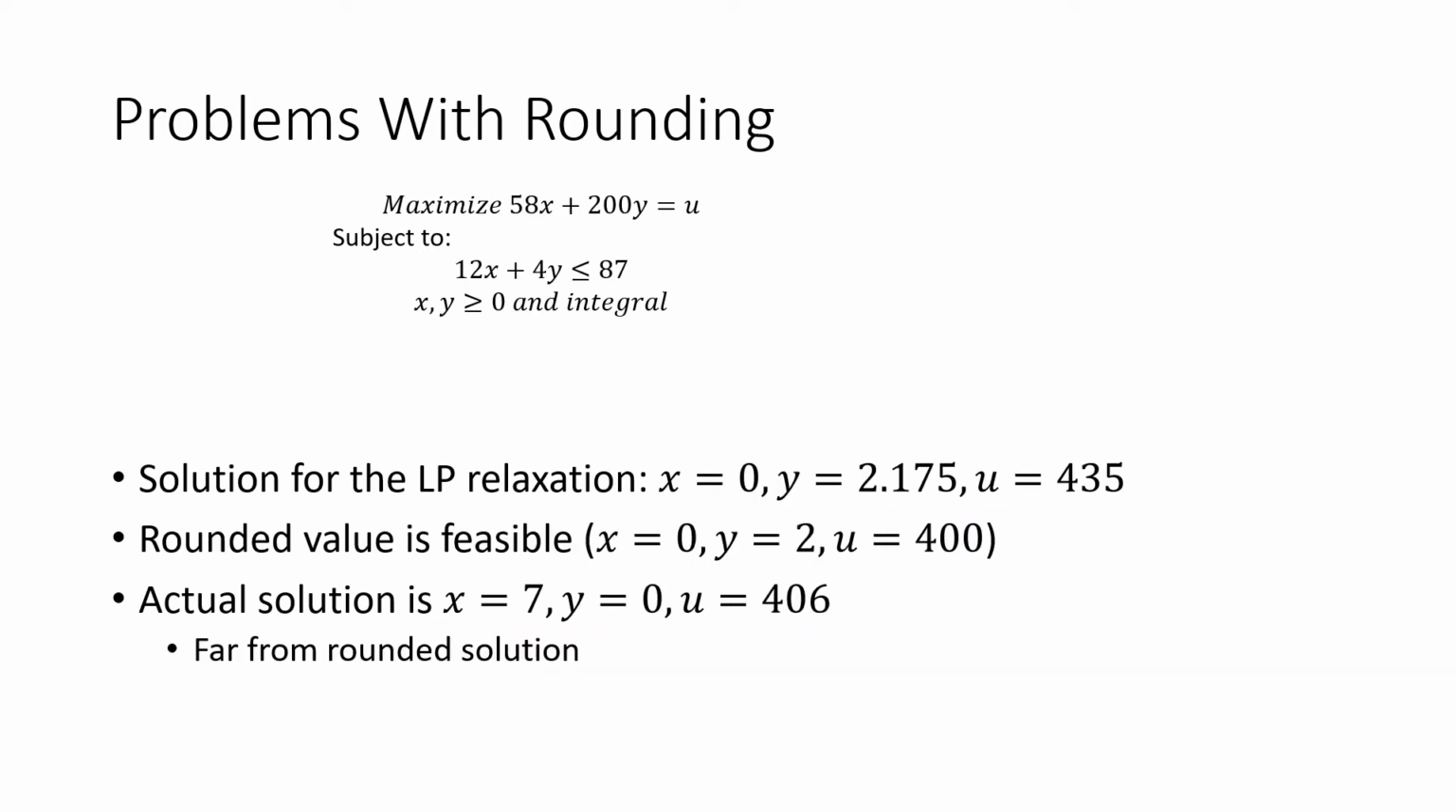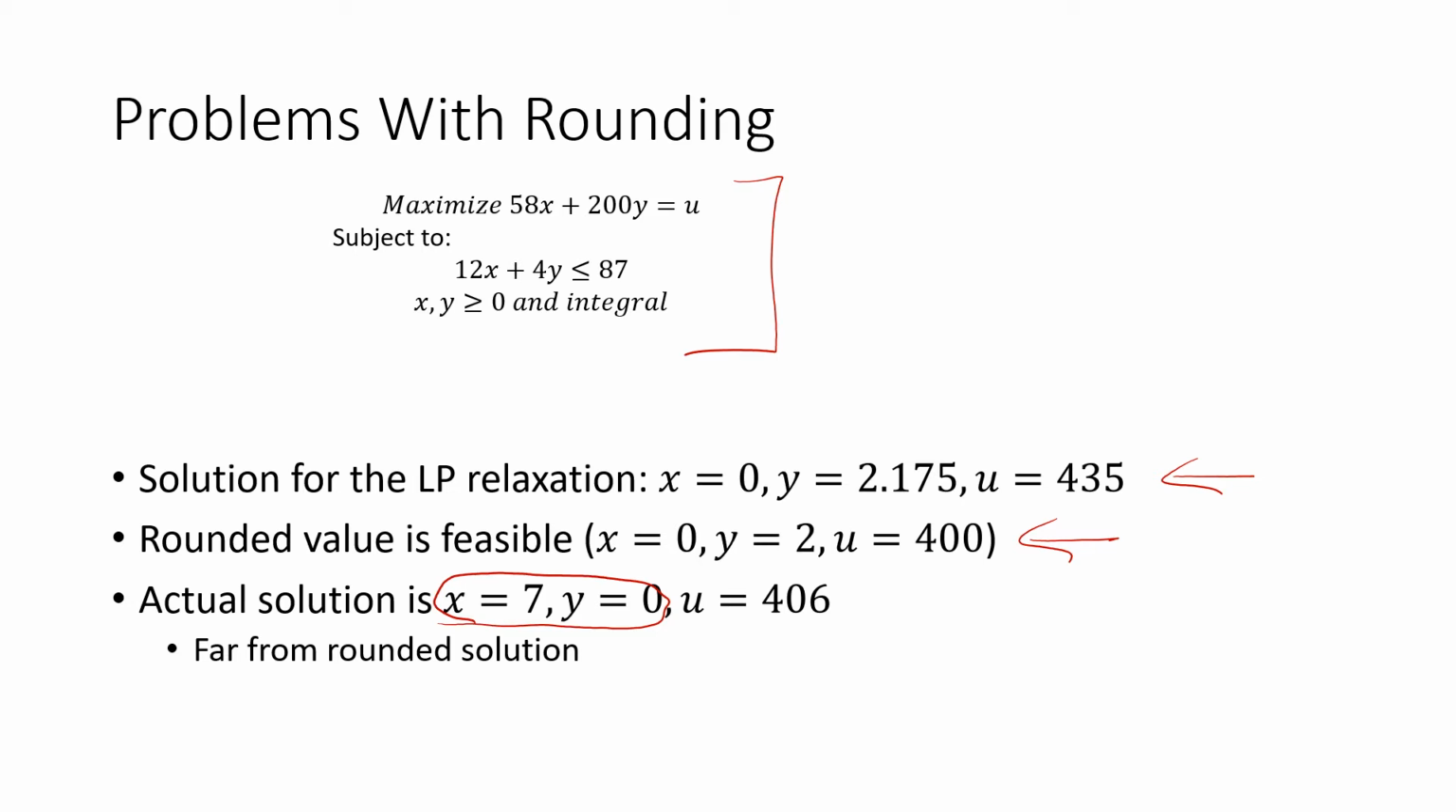Here's another rounding one. So you can see a linear program here. The one we just saw a minute ago, well, when we rounded it, it wasn't quite the solution, but the solution wasn't very far away from it. Here, if you solve this one with the LP relaxation, there's a solution you get. You round it, you're going to get x equals 0, y equals 2. The actual optimal solution is x equals 7 and y equals 0.